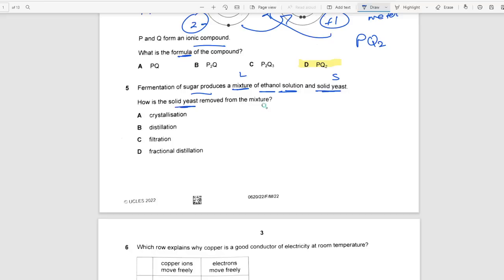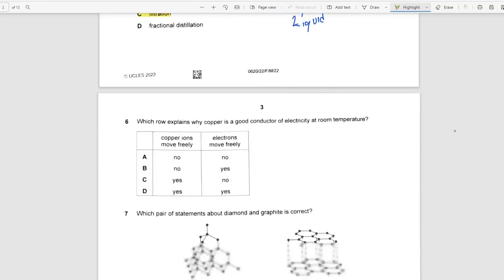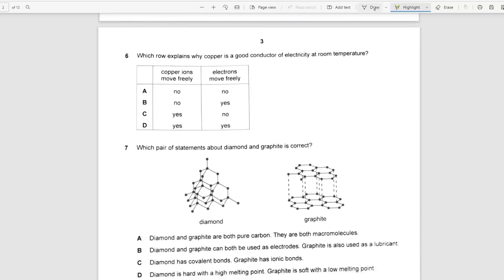So we have a solid, and we also have a liquid, and with the help of our skills on separation, we know that filtration is used to separate a solid from a solution, and hence the answer should be filtration. Move on to the next question.